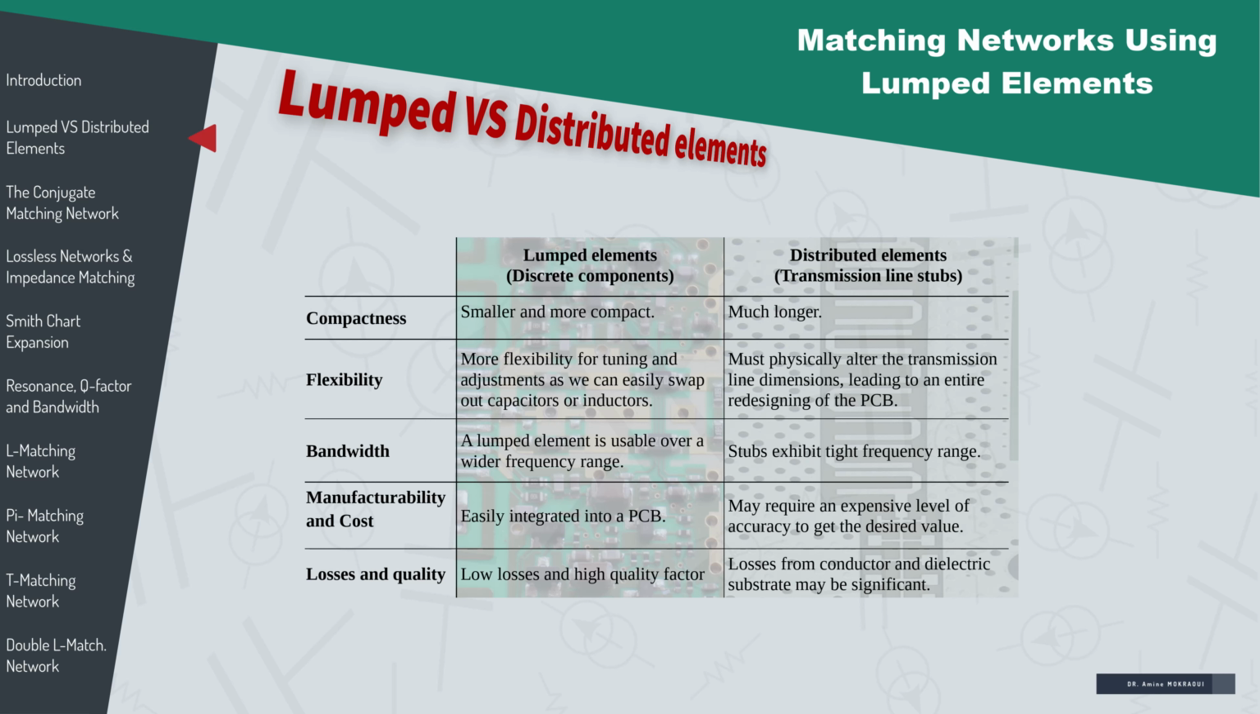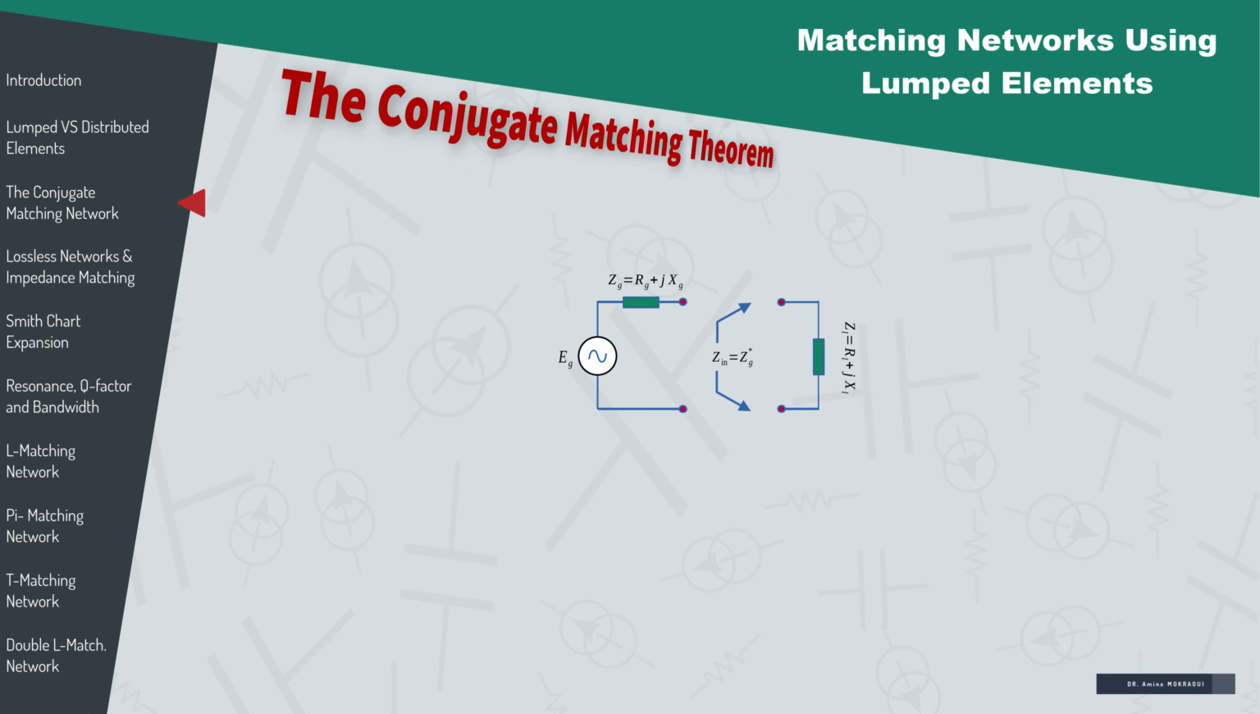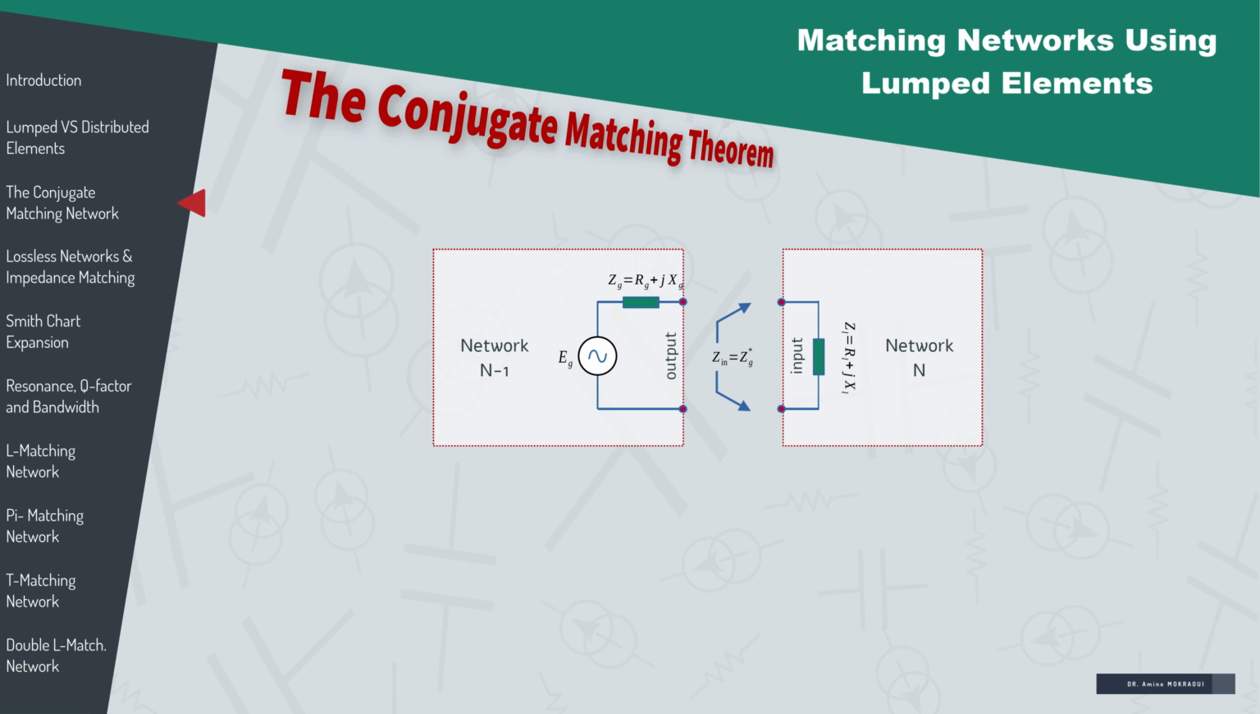Let's now quickly revisit the conjugate matching theorem. Consider the figure below showing a simple circuit made up of a generator of internal impedance Zg and a load ZL. Of course, by means of Thevenin's theorem, the generator and its internal impedance could model the output port of a network, while the load could represent the input impedance of another network. In order to achieve a maximum power transfer from the generator to the load, the conjugate matching theorem states that ZL must be the conjugate of Zg.